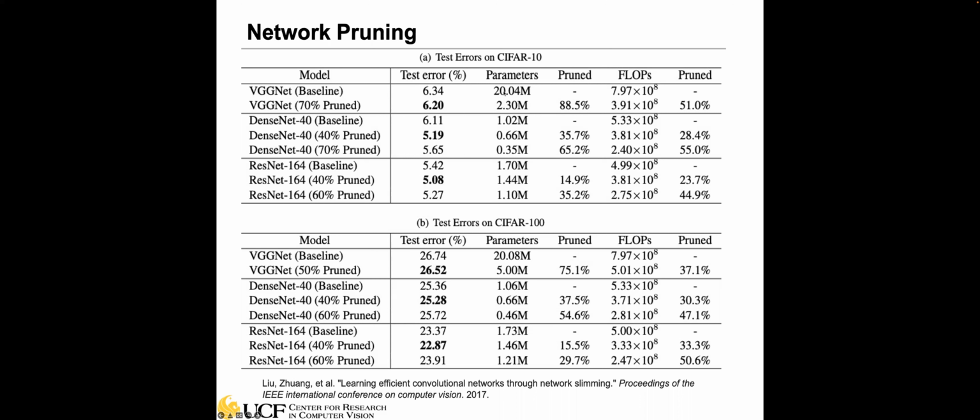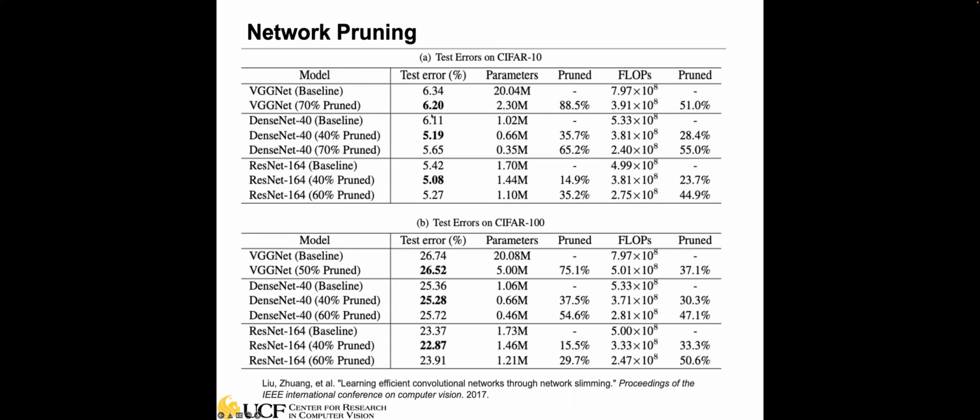It has 20 million parameters, and this many computations in terms of FLOPs. This VGG network achieved 6.34 test error on CIFAR-10. When they use this network slimming method to prune the network, with 70% pruned, you can see they reduce the number of parameters to only 2.3 million, as compared to the original 20 million. They were also able to reduce the computation by half, from 7.97 to 3.91.